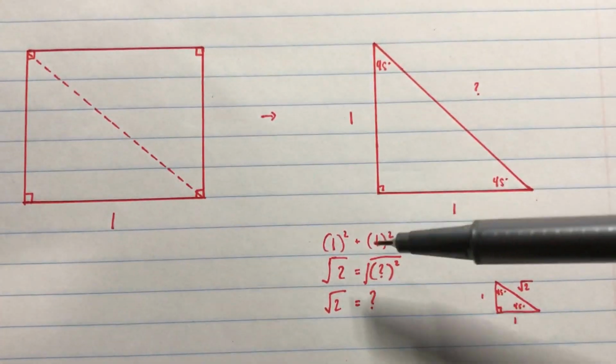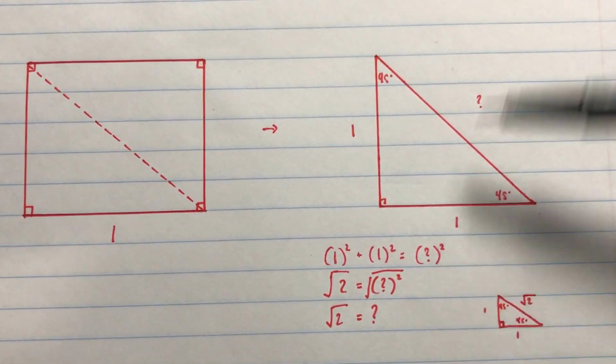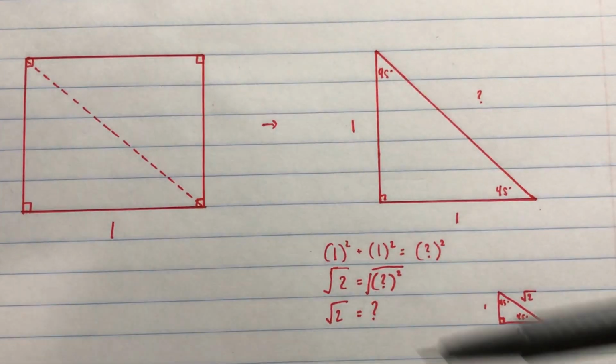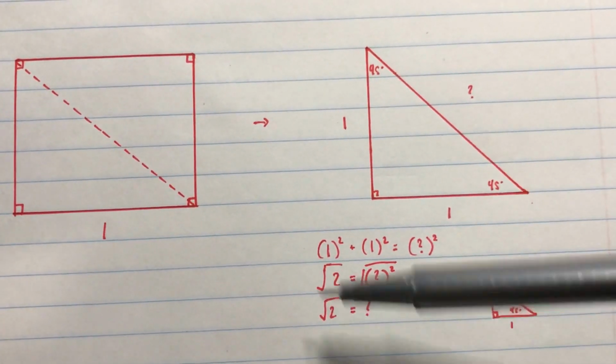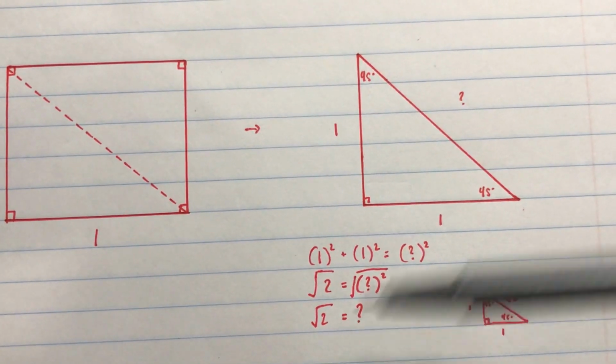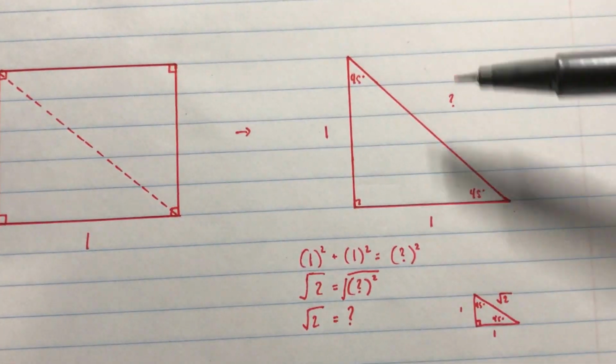We'll use the Pythagorean theorem, and we get that 1 squared plus 1 squared is equal to our hypotenuse squared. We get 2 is equal to our hypotenuse squared, and then we'll take the square root, and what we're left with is that this hypotenuse is equal to radical 2.